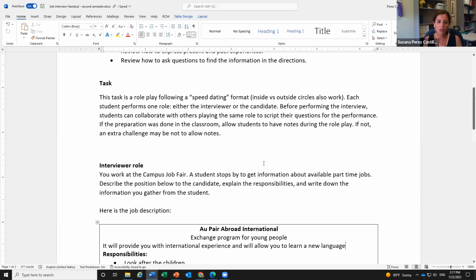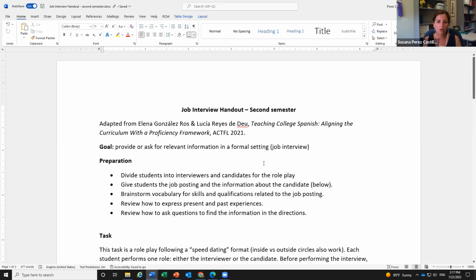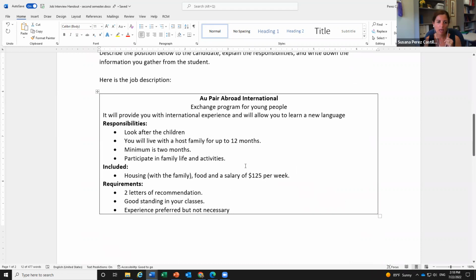All right, if we're good, I'm going to show you another example, and this is for a second semester class. I hadn't done it in the second semester, and then I saw this actual presentation last year, and I decided I'm going to do this. It doesn't have to be only for upper level. And here the same goal, provide or ask for relevant information in a formal setting, but I give them more of the materials, and I adapted them from this presentation. The materials are here, also in the same handout.